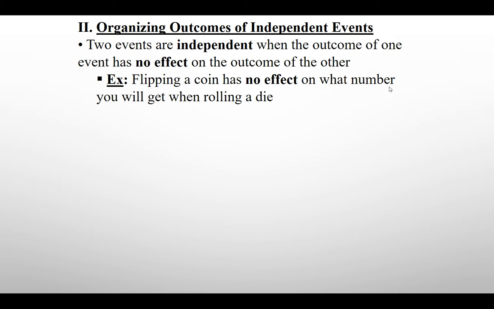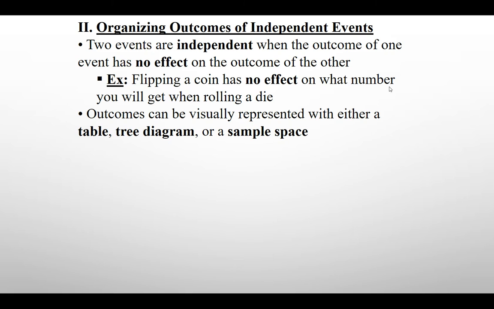It's a bit more complicated when the events are dependent, like if the outcome of one event actually could influence the outcome of another one, but that's not something we're going to worry about at the Math 7 level. To represent these outcomes, we can do it in one of three manners, either with a table, a tree diagram, or a sample space.